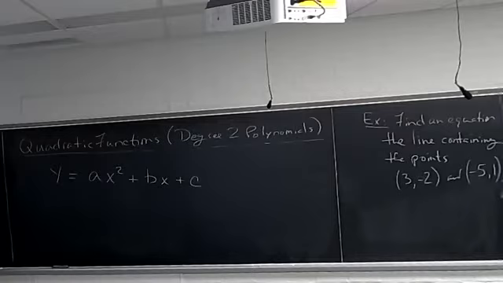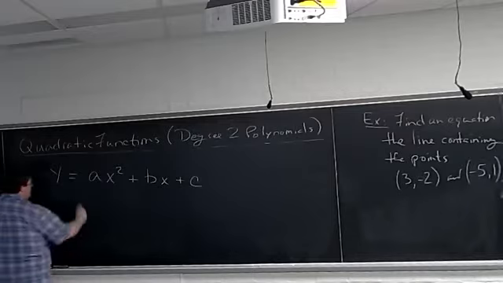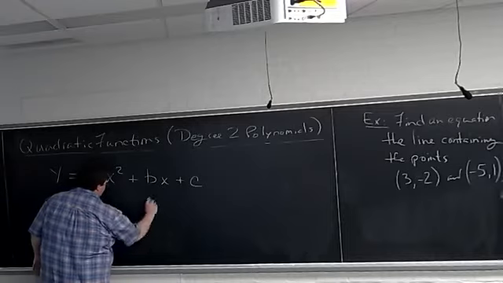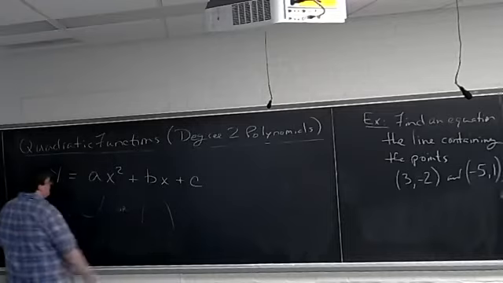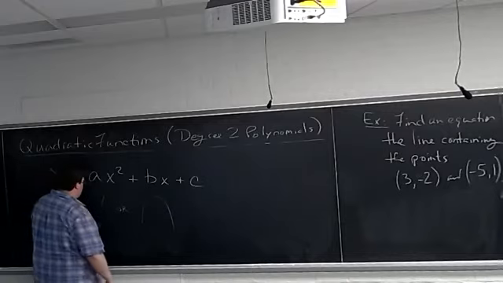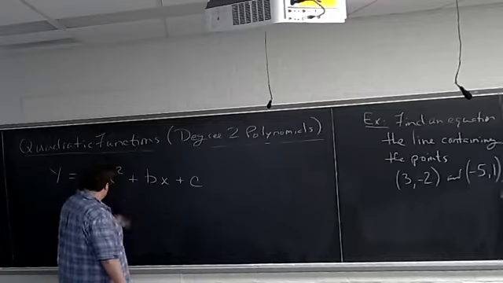A degree 2 function is always going to look like that shifted around, or like that upside down shifted around. And we're going to see how it gets shifted around with this example.